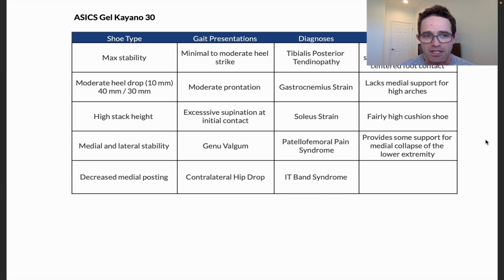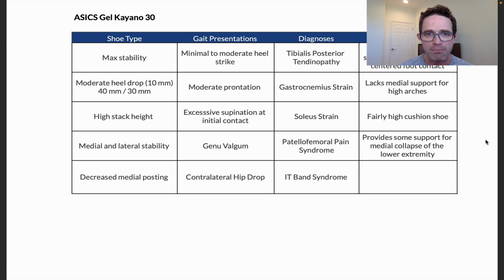This is also, as I mentioned, going to have a high stack height. It's also going to have medial and lateral stability in the shoe. And it's going to have a decreased amount of medial posting. The Asics Gel Kayanos were shoes that traditionally had a very, very high arch in the sole. And so this has actually a decreased amount of that medial arch or medial posting.